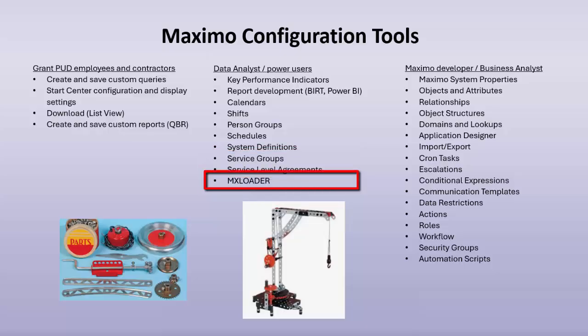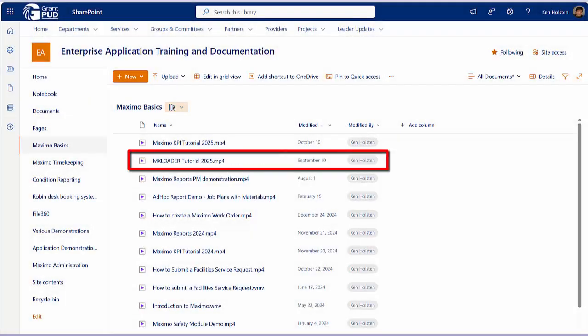MX Loader is a very useful tool when you need to load a large data set into Maximo. It can also be used to do a bulk update on existing records. You should watch the MX Loader tutorial if you want to learn more about that.